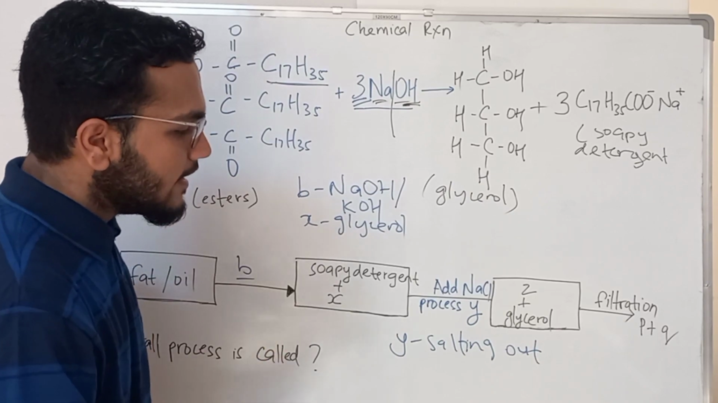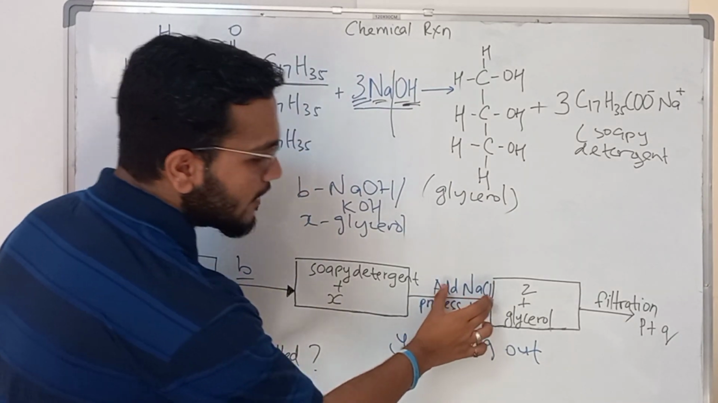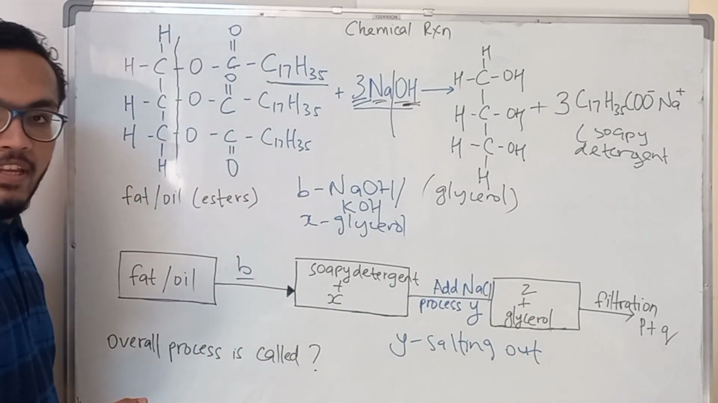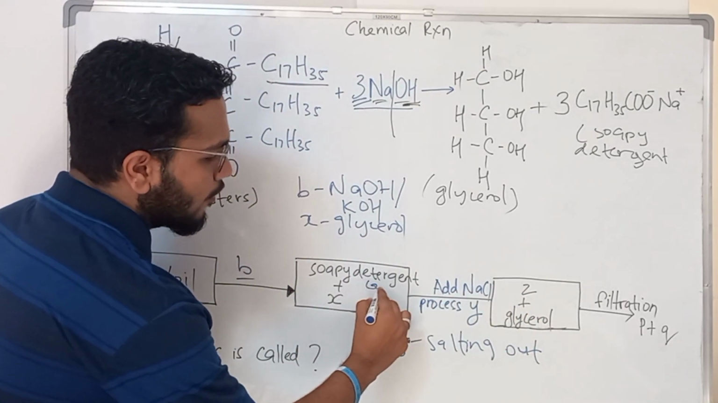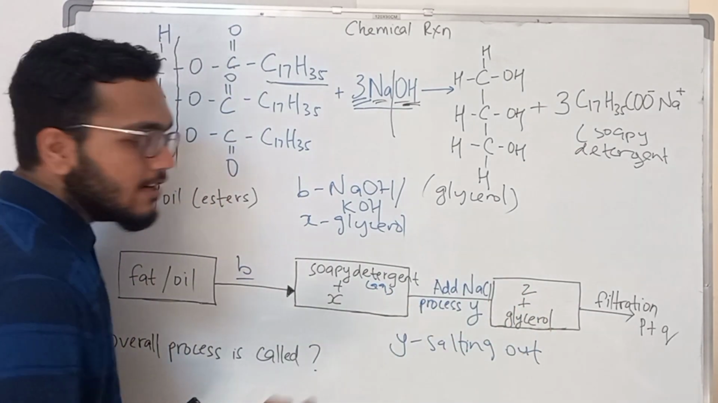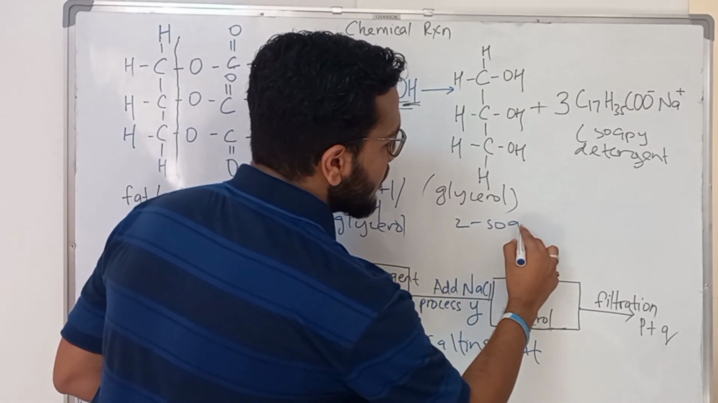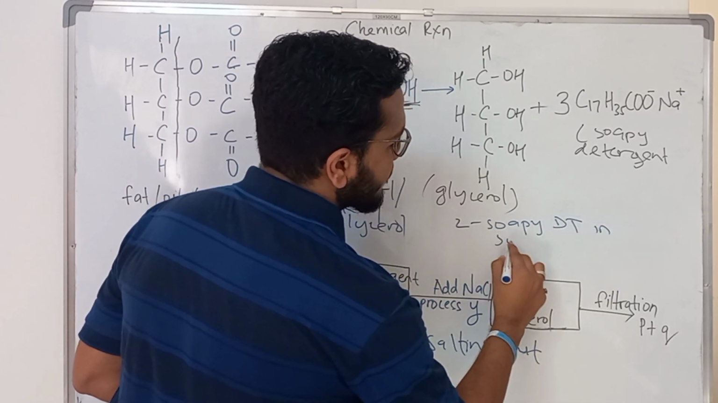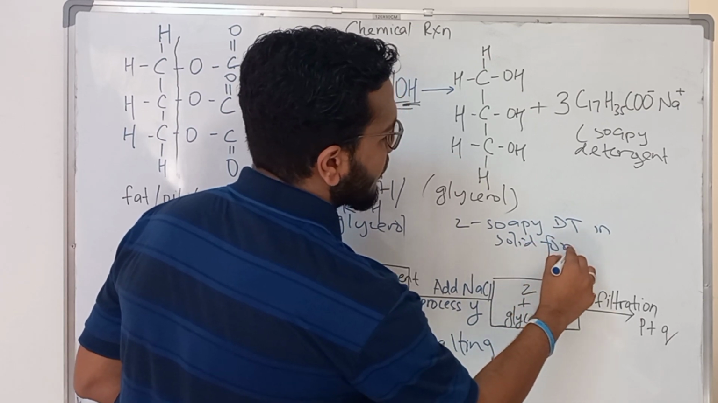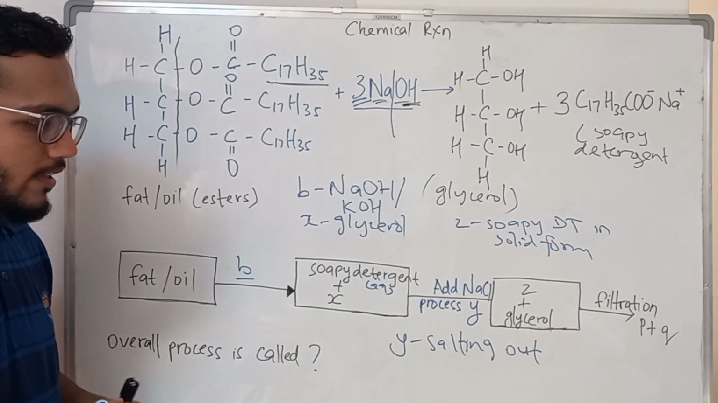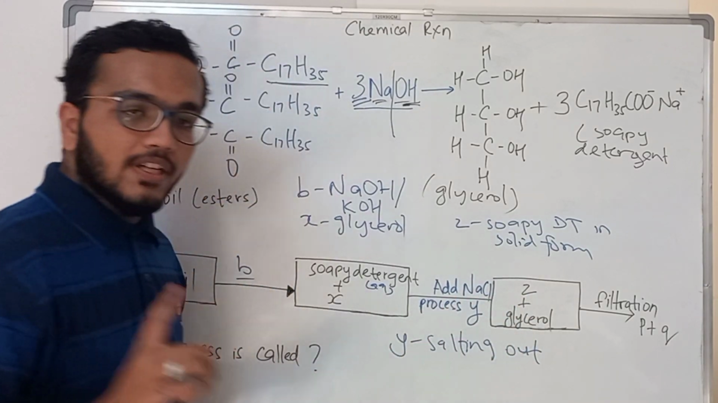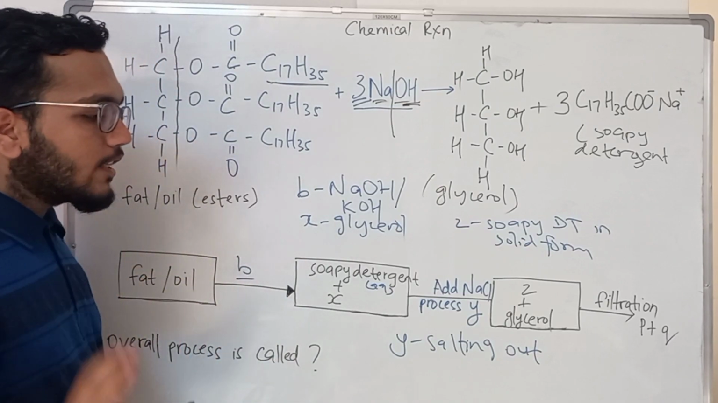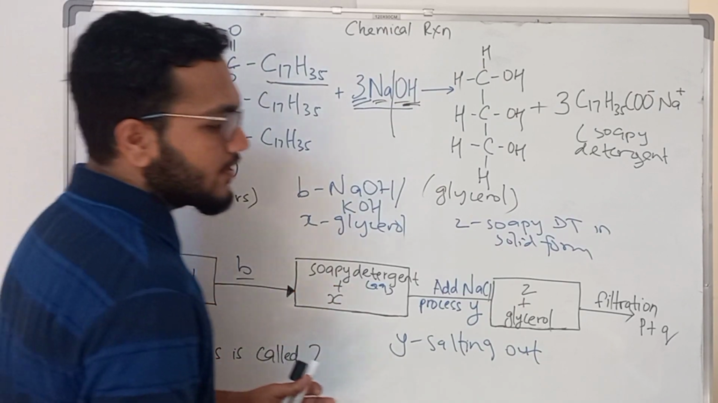And what is the reaction? So when we added sodium chloride, process Y is salting out. So what is Z? We had soapy detergent in aqueous form, and Z will be soapy detergent in solid form. Nice, sweet and simple. After that, the step that follows is filtration. What are P and Q? P and Q are the filtrate and residue.